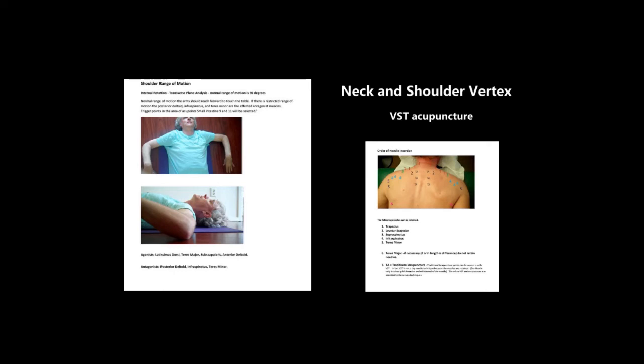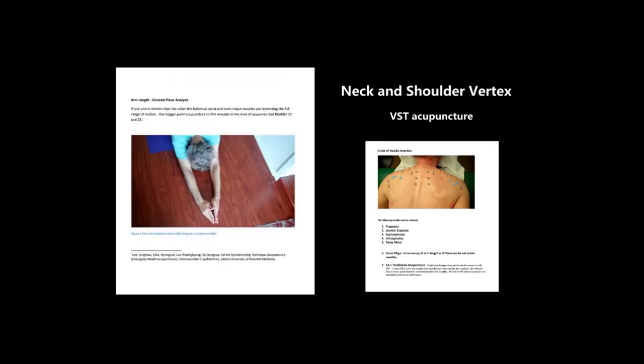Definitely in this case, in the picture, you will see I have restricted internal rotation of my shoulders. So I should be needling my infraspinatus and teres minor. They are restricting that range of motion, as well as the posterior deltoid. So I need to do some releasing of that in this picture.